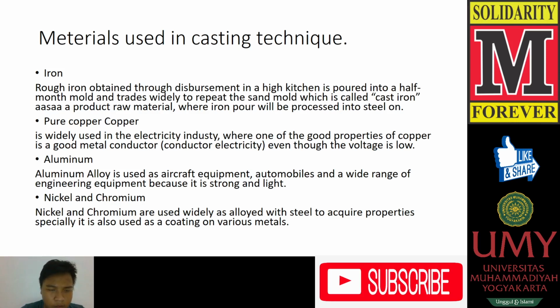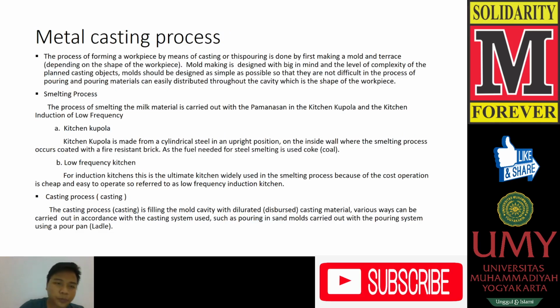Aluminum is used as aircraft equipment, automobiles, and a wide range of engineering equipment because it is strong and light. Nickel and chromium are used widely as alloys with steel to acquire special properties. They are also used as a coating on various metals.